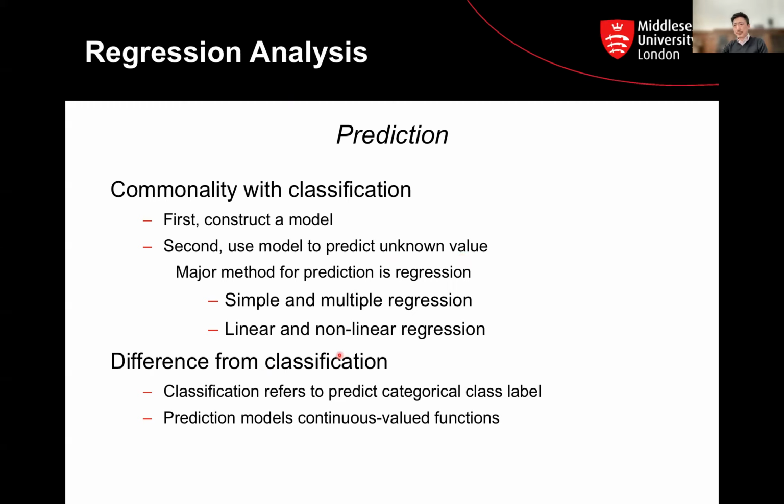And you can do simple or multiple regression, or you can do linear or non-linear regression. The main difference from classification is that in classification the output is a class or bin or label, whereas regression gives you a value.